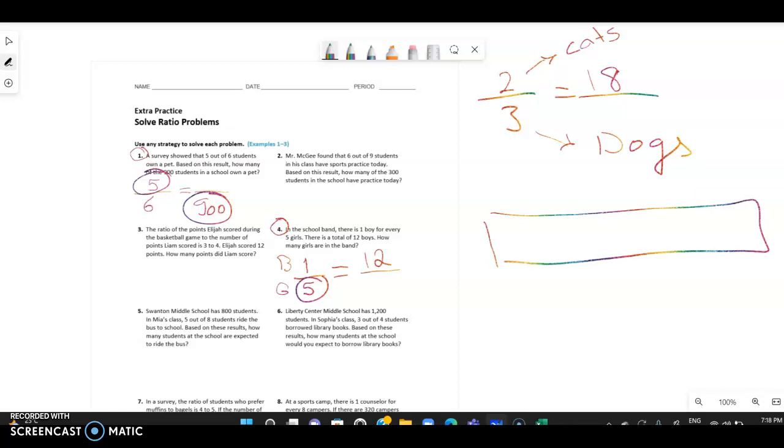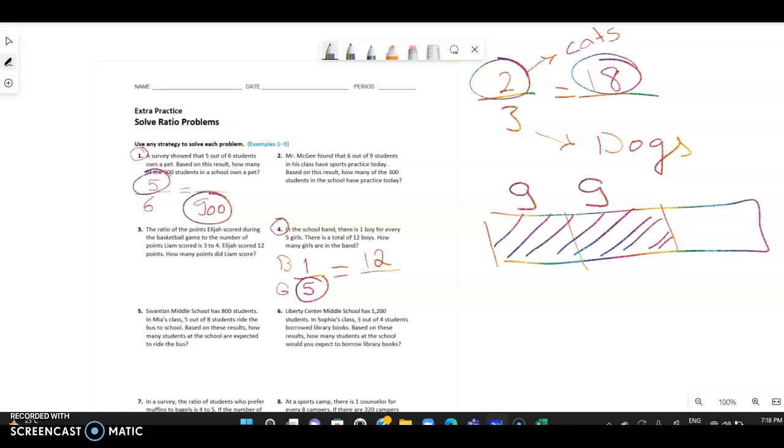I'll be drawing a bar diagram. I'll divide it into 3 parts and I will shade 2 to show the ratio of 2 to 3. The 18 is referring to the 2. So I'll divide 18 over 2. So it's 9. So it means that each of these 2 parts equal 9. If these are 9, then the third is 9 as well.